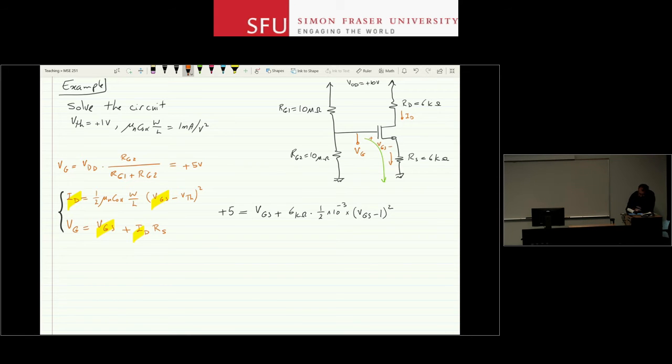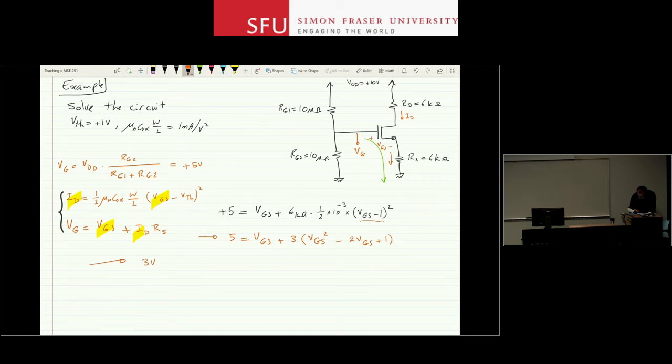Okay? And then let me just simplify this a bit. So 5 is equal, or maybe, yeah, let's just simplify it like this. VGS plus 6K times half times 10 to the minus 3. This is going to be 3 times VGS. And now I'm going to expand this bit here. VGS squared minus 2 VGS plus 1. Okay? So I have a quadratic equation as a function of VGS.